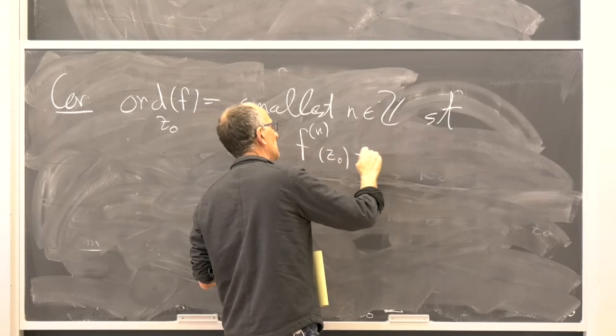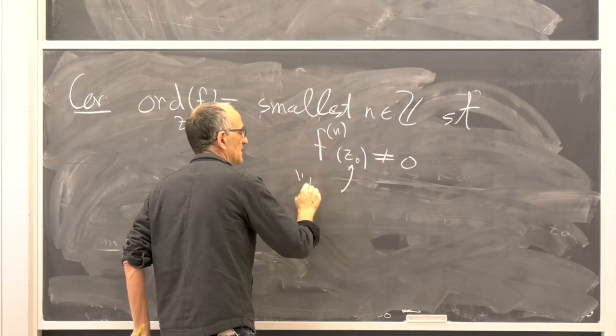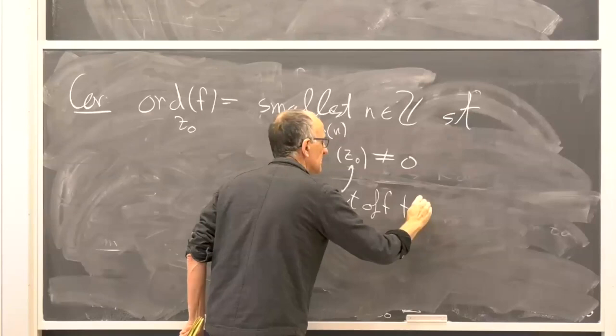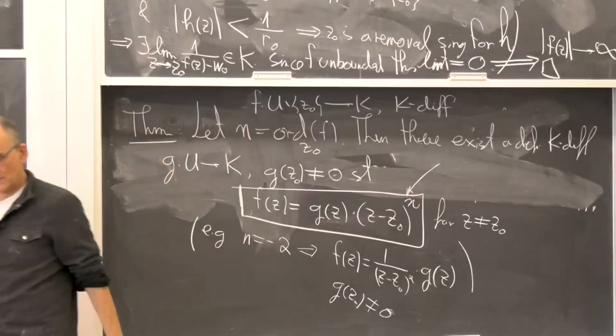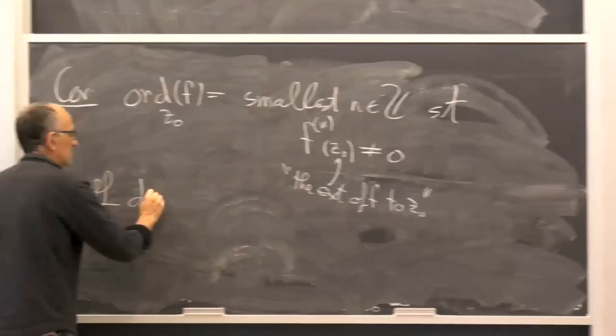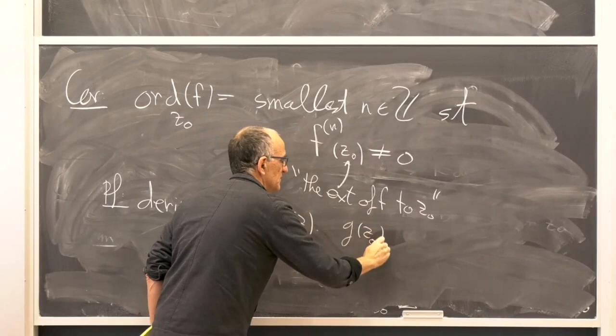But when I write this, of course, it makes no sense because it's not defined. So what I mean is that the derivative is analytic at z zero and non-zero, right? The extension, I mean. So there is an extension of f to z zero. And how do you know? You just compute. You just use the multiplication rule, and you see that it's exactly the place. The proof is just take a derivative of (z minus z zero)^n g of z, using the fact that g of z zero is not zero.